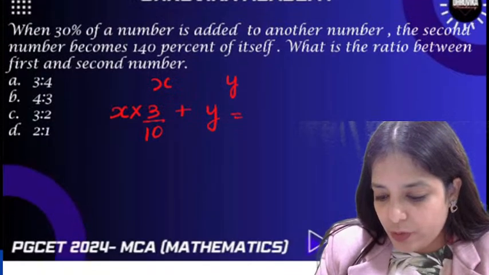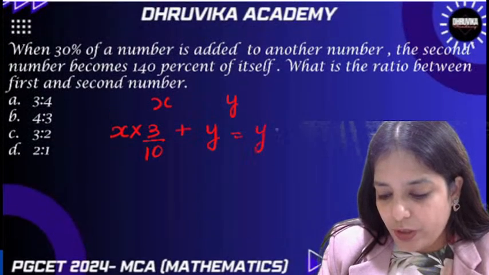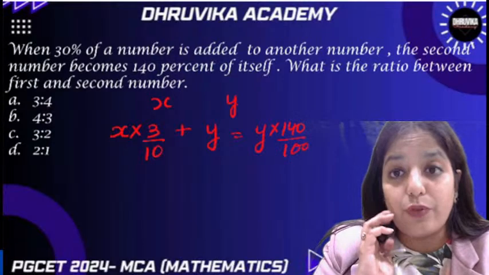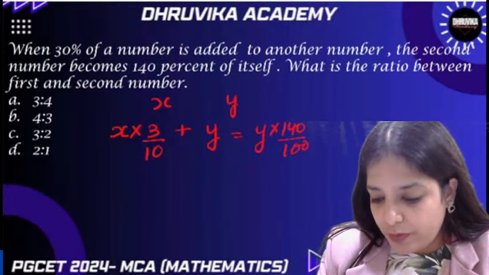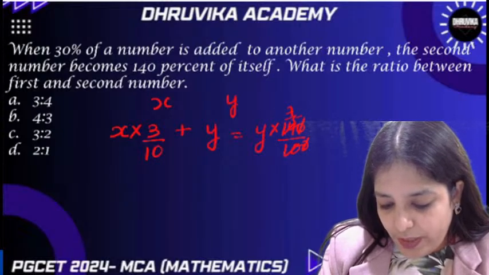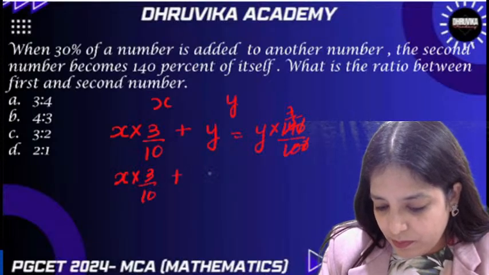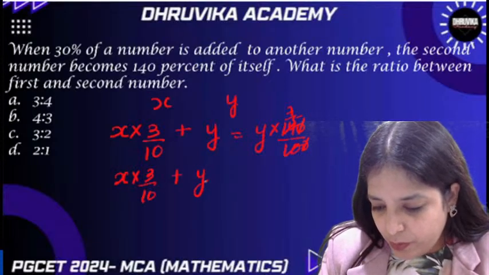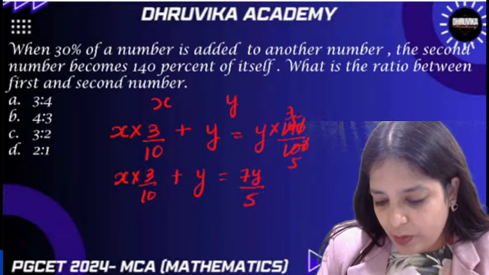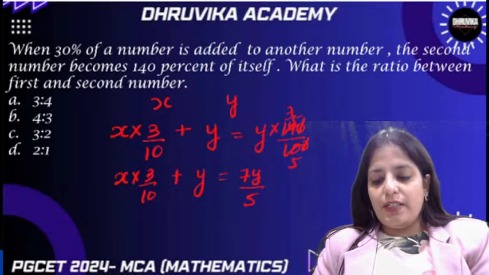The sum of these two values is equal to 140% of y, right? So 140% is equivalent to what? 7 by 5. So x into 3 by 10 plus y is equal to 7y upon 5. Okay, clear?